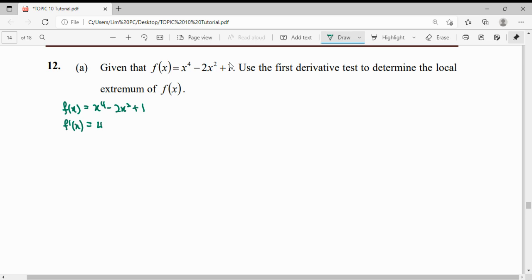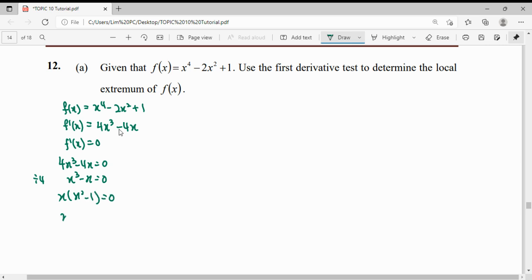So power move to the front, power minus 1, power move to the front, power minus 1. So this is our first derivative result. Then, in order to find the stationary points, I have to let f prime x equal 0. Means we have to let this cubic equal 0. And we simplify. This equation we can divide by 4 because it has a common factor of 4. And we try to factorize.